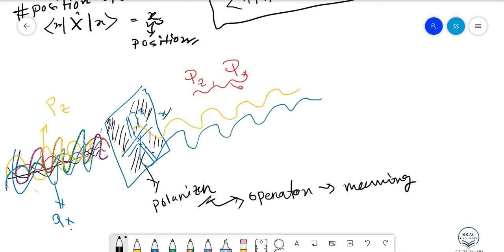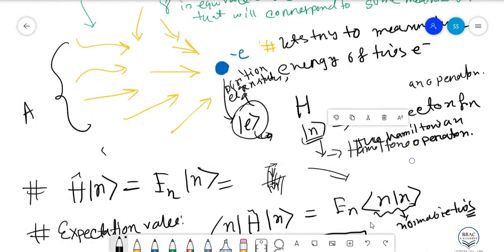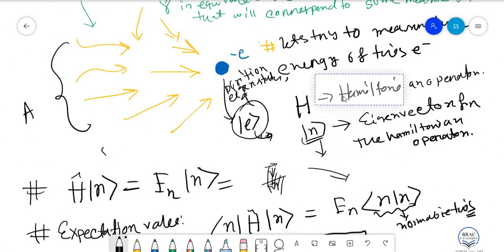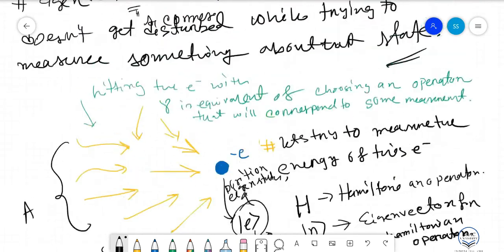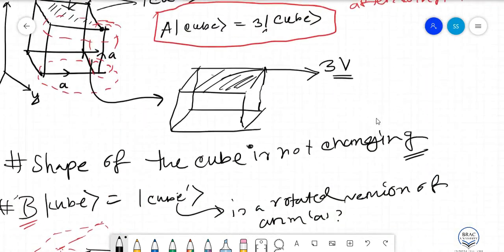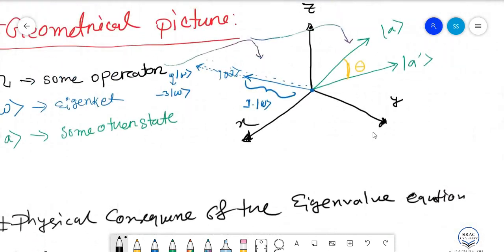That's why the idea is that eigenstates will depend on what operator you are dealing with. So I think this will be it for today, and we'll talk more, and everything will be clearer when we deal with these things numerically, and we'll see some applications of it in quantum mechanics.